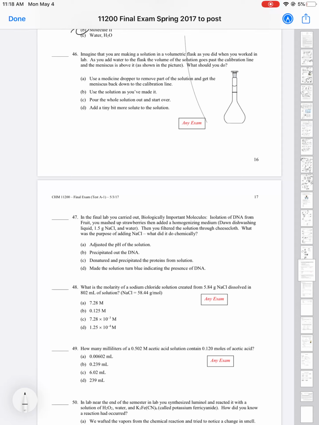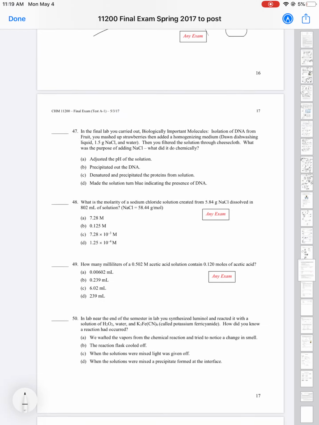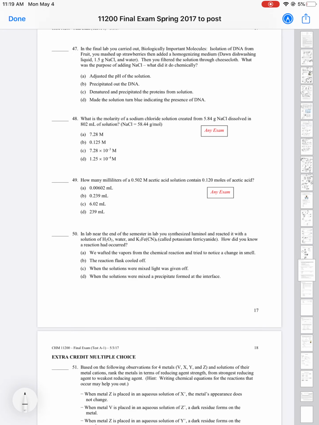Okay, so remember, when it goes past the calibration line, you can't take out any solution because you'll be taking out both the solution and the water. So that's not going to work. So you can't use a medicine dropper. The solution's going to be wrong, so you don't want to use it like you've made it. So you'll want to pour out the whole solution, because if you add a tiny bit more solute, you're not going to know how much to add. So you'll just have to start over if you mess up like that.